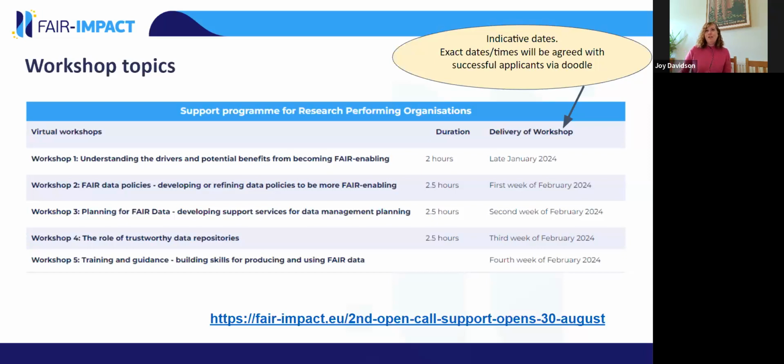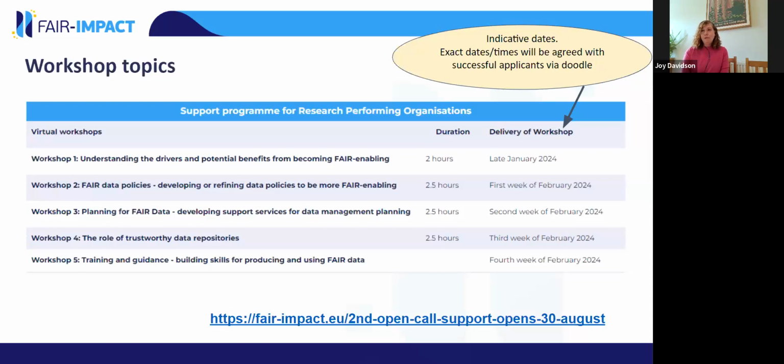This is, again, really to try and make sure that you can make a good case for the investment of time or money at your organization. I think everybody in the room today agrees that becoming more FAIR enabling is a good thing, but when you go back to your organization, it can actually be a little bit trickier to convince senior decision makers that that's always a good idea. So the first workshop is really helping to give you a good set of tools to help you make a good case for taking this forward at your institution.